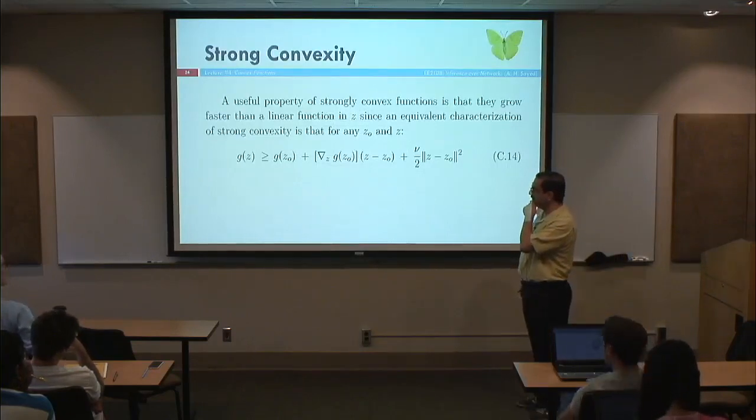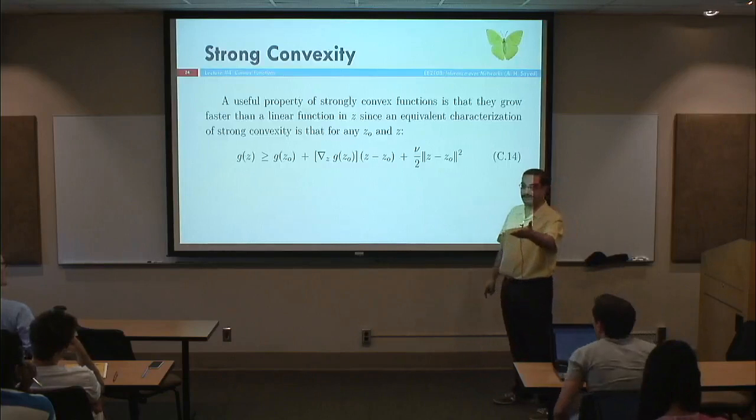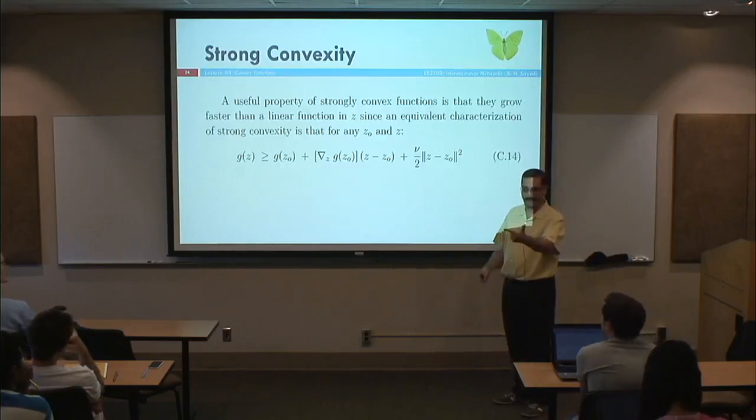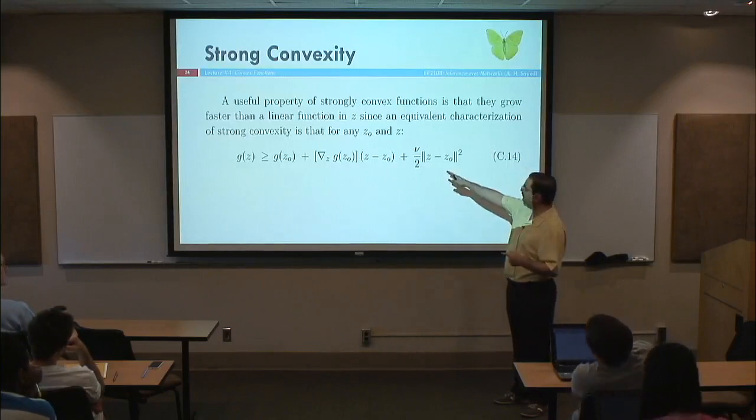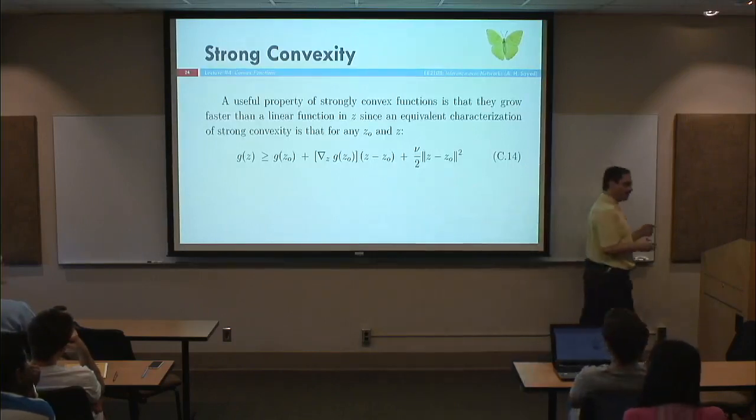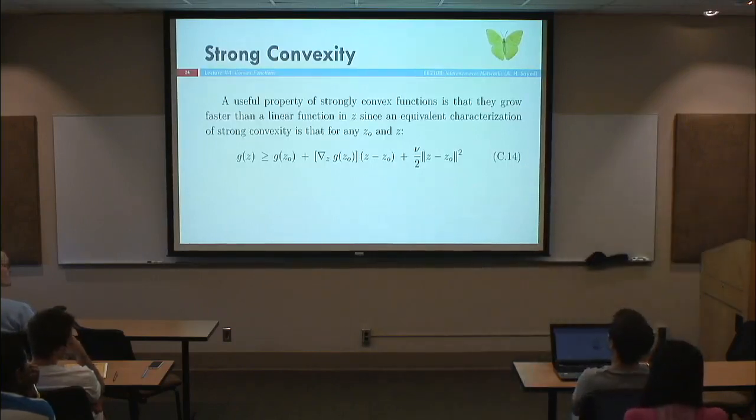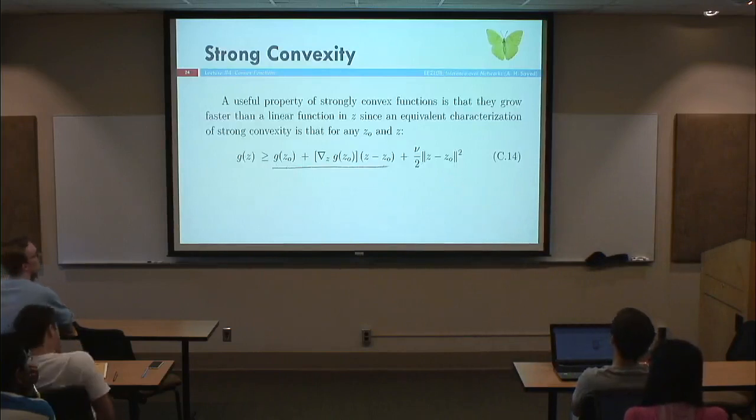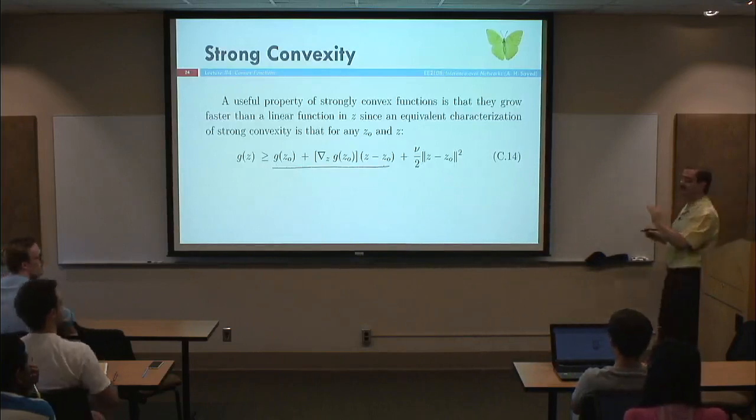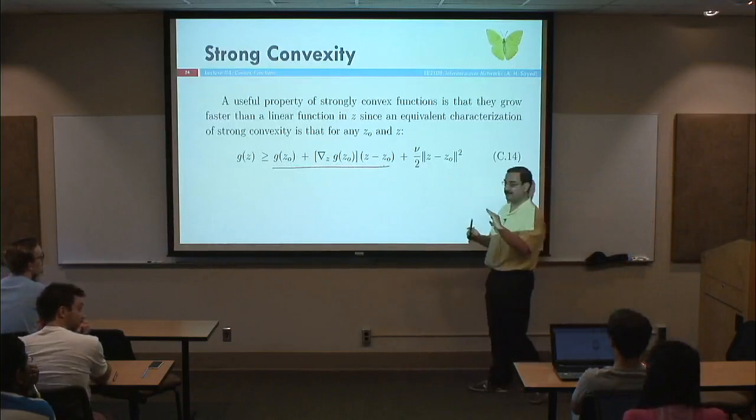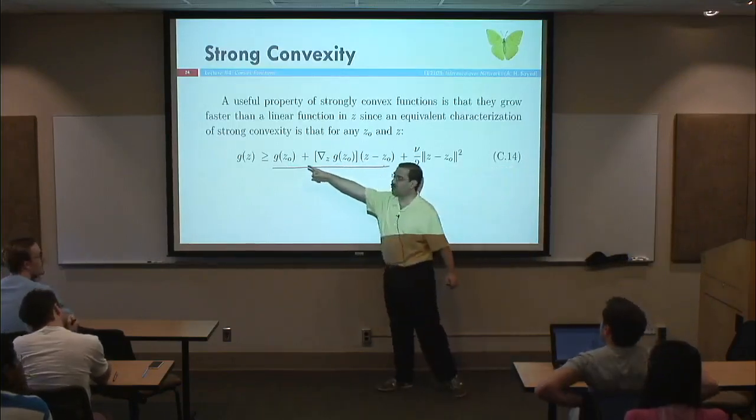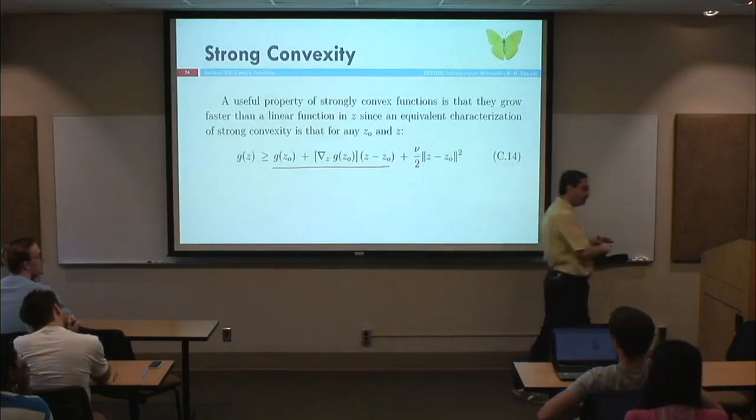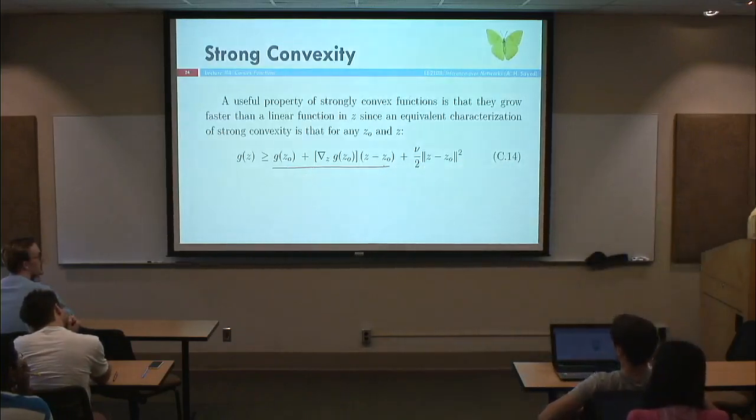Now, just like you had it for convex and strictly convex, where we were able to bound the function by hyperplanes from below, a similar thing holds here for strongly convex. You can also bound the function by this hyperplane plus an additional quadratic term which grows with z, okay? So what does this mean?